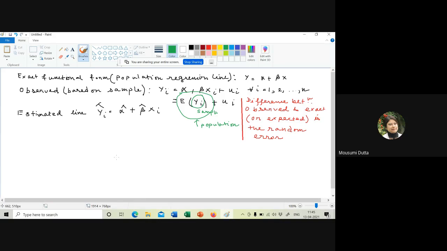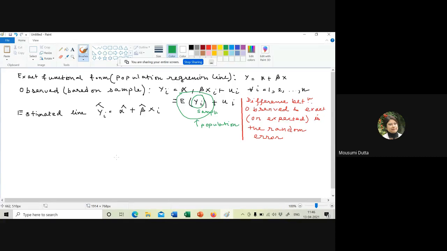estimated value. Now, estimated value is given by alpha hat plus beta hat xi. So the entire objective of this exercise is to find out the optimum values of alpha and beta given by alpha hat and beta hat. We have to find out the values of alpha hat and beta hat. Now, given this information, how we can derive this alpha hat and beta hat?